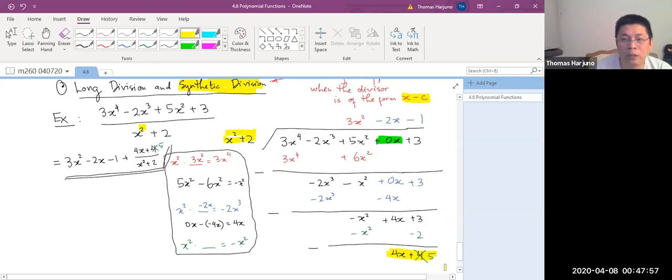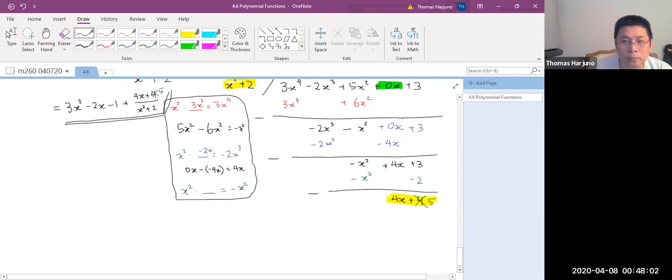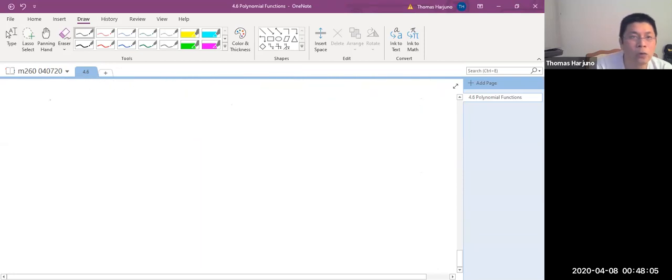Now, how about synthetic division? Synthetic division is done only when the divisor is linear, only when you have a polynomial divided by x minus c. Of course, the c may be a negative number. A polynomial divided by x plus or x minus something.